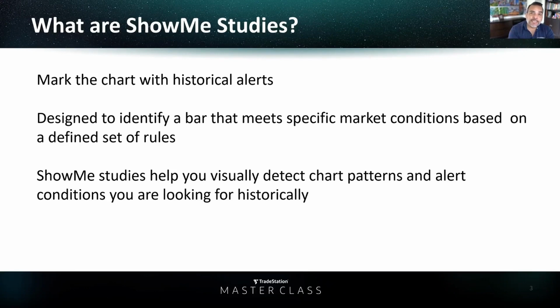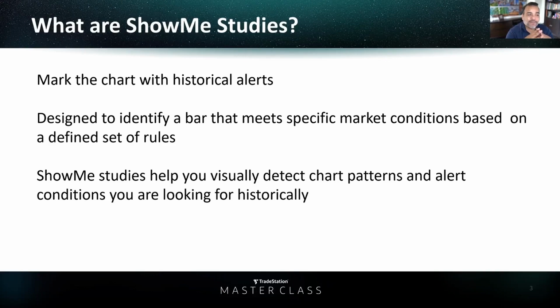But alerts in EasyLanguage are only good in real time. You don't get alerted on anything that happened historically. So it's good from the moment that you turn it on going forward. But if you want to visualize every moment in the chart where an alert would have been generated, a Showme is great for that, because that same condition that you're looking for, in this case a moving average crossover, you can apply it historically and say, hey, wherever you see a crossover, put a marking on the chart. That's exactly what we mean by marking the chart with historical alerts.